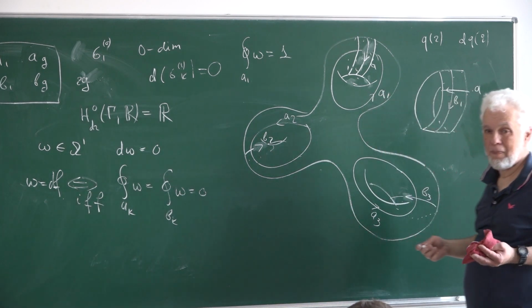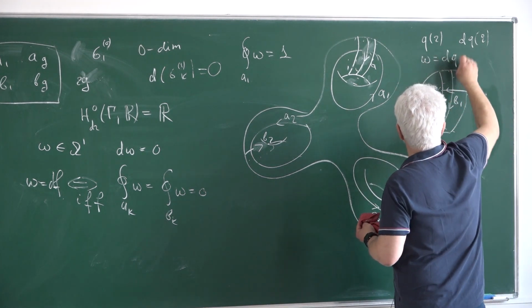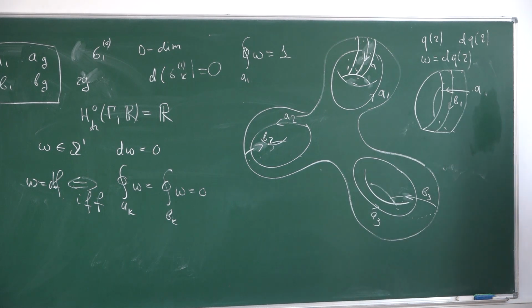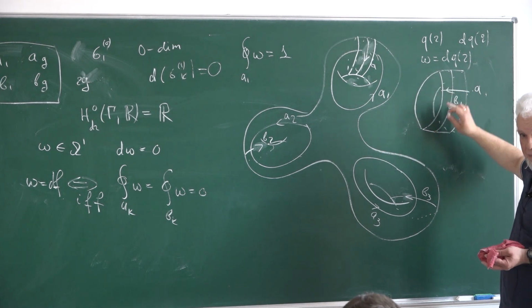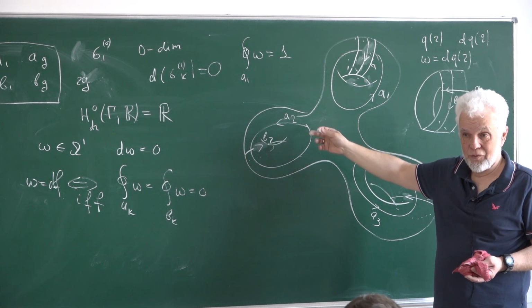Omega equals dq of r, yes. So such a differential: the integral over A1 is equal to 1, integrals over any other cycle are equal to 0. Agree. It's clear, because over B1 it is equal to 0, and everywhere else it's 0. All other integrals are equal to 0.